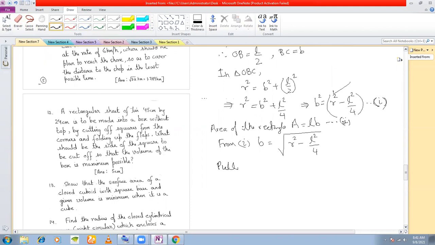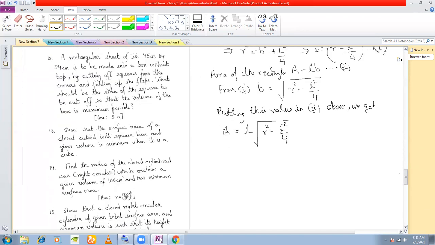Putting this value in 2 above, we get area is equal to L root R square minus L square by 4. Okay. So now this is in a single variable. Right? Now we are in a position to differentiate also.